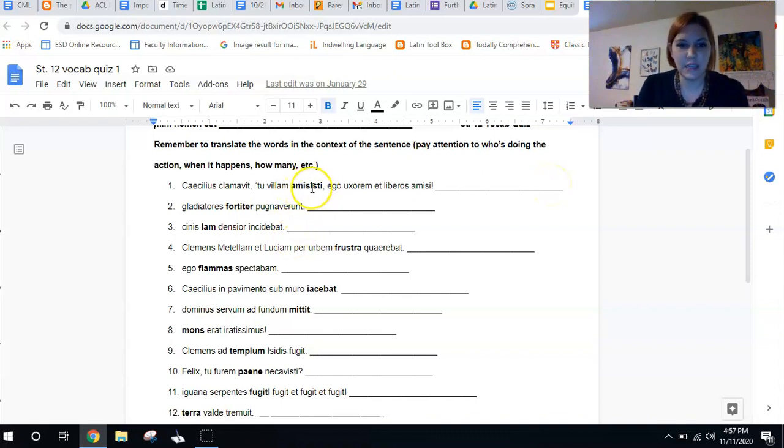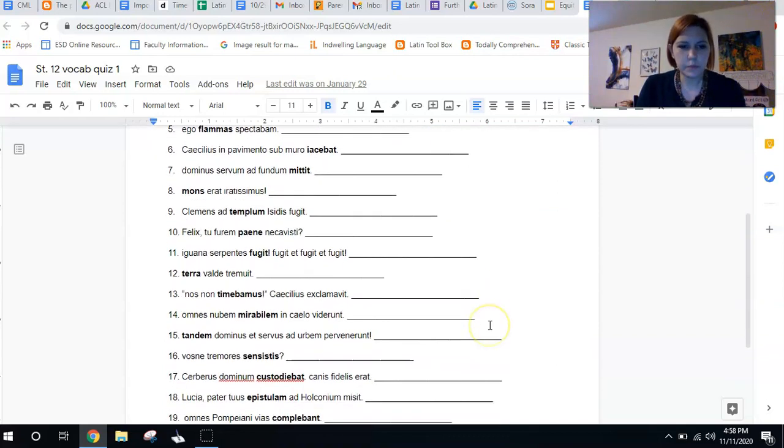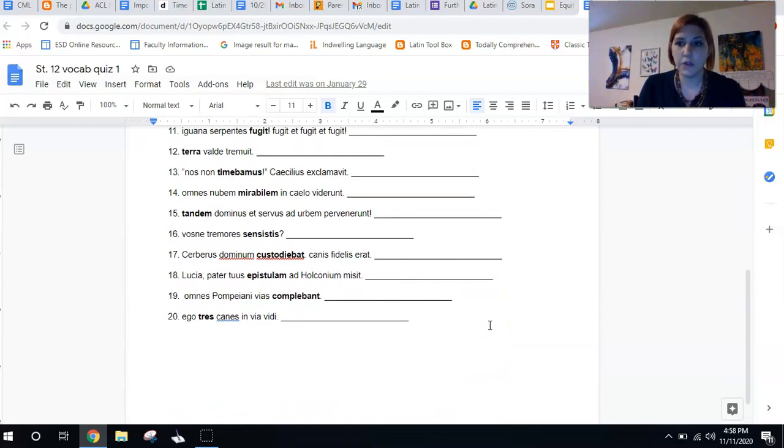So amicisti isn't to lose, it's you lost, or you have lost, right? Flamas isn't flame, it's flames. In this instance, Caecilius iacebat was lying, or he was lying, right? That kind of thing. So I find this to be a really good indicator of whether or not a student can read the vocab words from this stage in context and understand them.